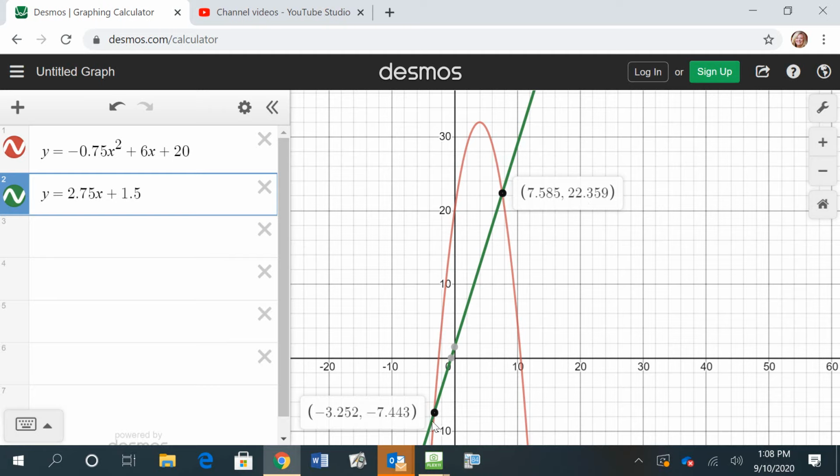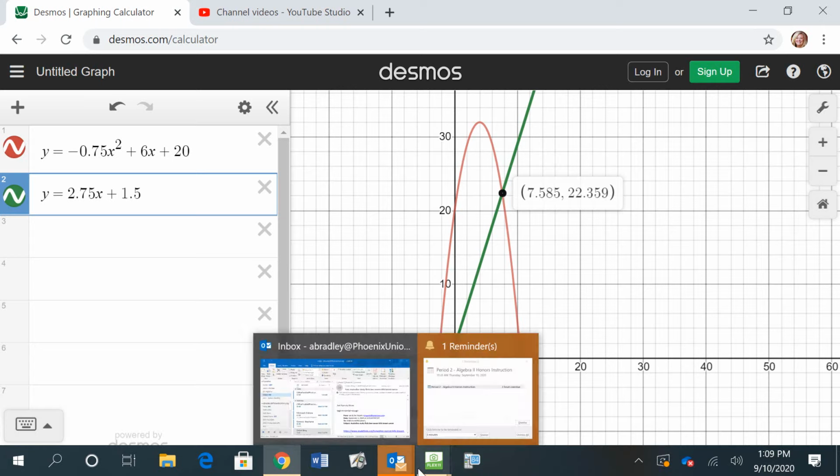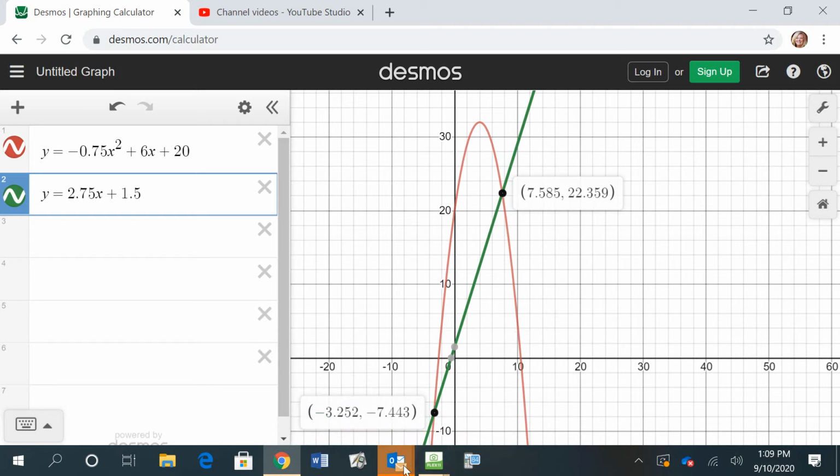According to this, before I apply common sense, this says after negative 3.252 months, the value of the stock would be approximately negative $7.44. Well, what is wrong with that second statement? The value of the stock can drop, but the problem is that we can't have a negative number of months.